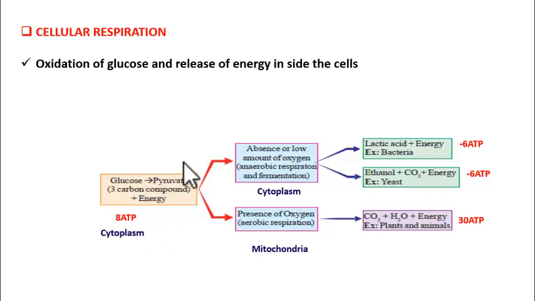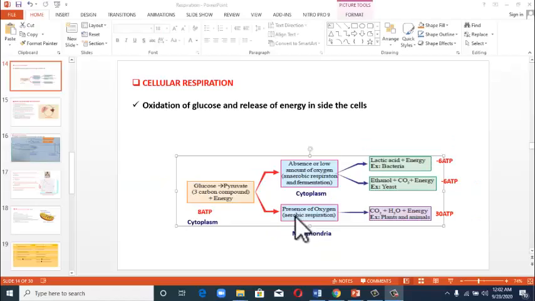Now these pyruvic acid molecules, they enter into mitochondria. Inside this mitochondria, they react with oxygen and are broken down to carbon dioxide and water. In this process, 30 ATPs are produced. So students, observe once again, when glucose is converted into pyruvic acid, 8 ATPs are produced. And this pyruvic acid then enters into mitochondria, reacts with oxygen and produces 30 ATP. So overall, how many ATPs are produced? 38 ATPs are produced, right?